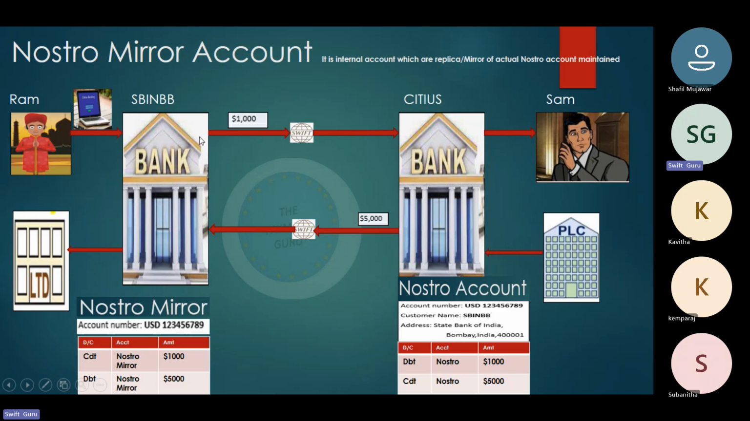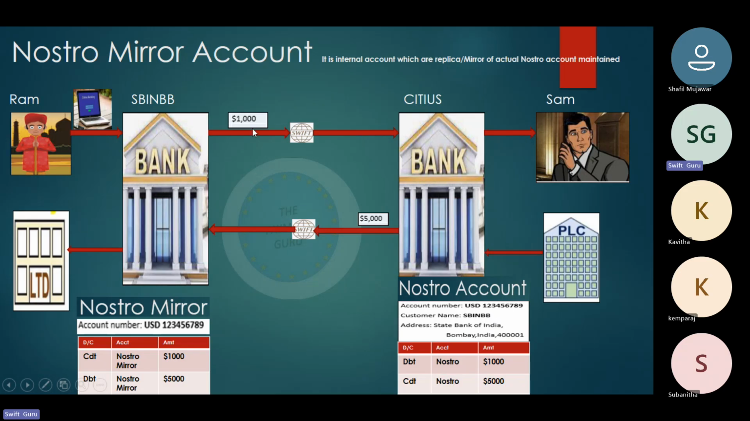All the outward transactions, for example, State Bank of India is sending via instructions. If they wish to make a fund transfer of $1,000, in this case, there will be a credit entry in the Nostro mirror account of $1,000, as this particular Nostro account will have a $1,000 debit. So it's simple math, right?